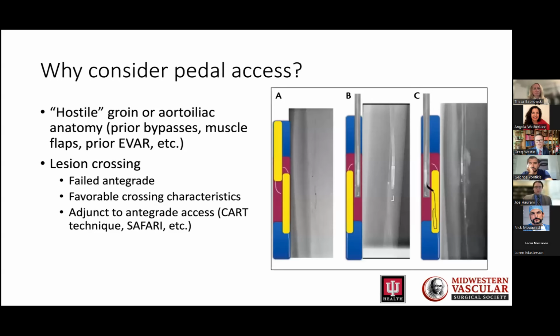You can also think of it as an adjunct to antegrade access. So I'll describe this a little more later, but think of crossing as not just a single wire going across a lesion, but other techniques that involve two wires, maybe two balloons, maybe other devices that could be useful for getting across complex lesions.